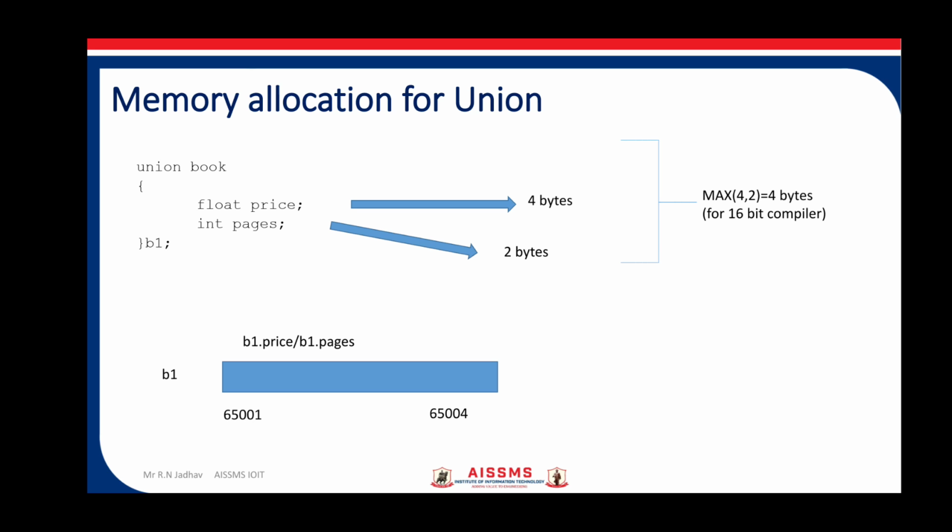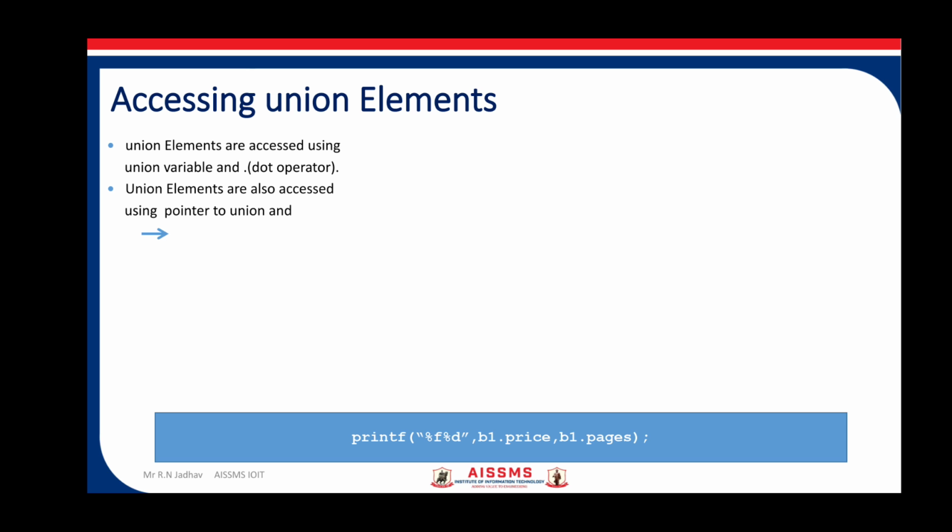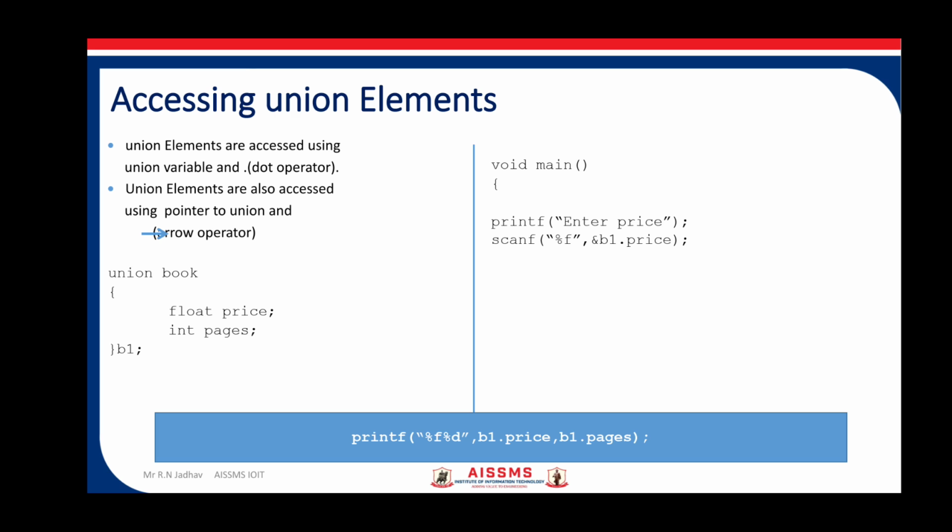So here is the memory requirement. How to access the union elements? It is again the same as how you access the structure elements, that is using the dot operator, and it can also be accessed by using a pointer and the arrow operator. So it will be almost similar to a structure. Let us see how I can access it. In the same way, I can use the dot operator and the ampersand sign if I am scanning the value: ampersand b1 dot price, and %f depending on the data type of the variable.